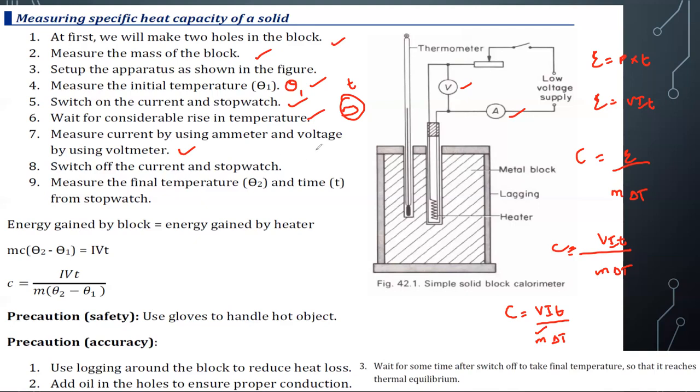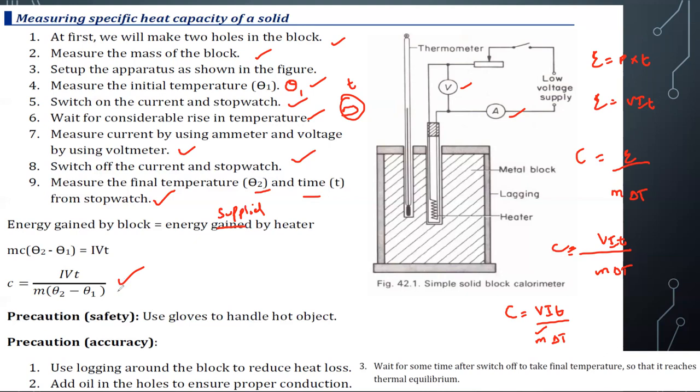Then switch off the current and the stopwatch and record the final temperature and time from the stopwatch. So we have all the parameters, and we consider that the energy gained by the block is equal to the energy supplied by the heater. So the formula for specific heat is C = VIT divided by M delta T. We'll use this formula and we'll get the energy.